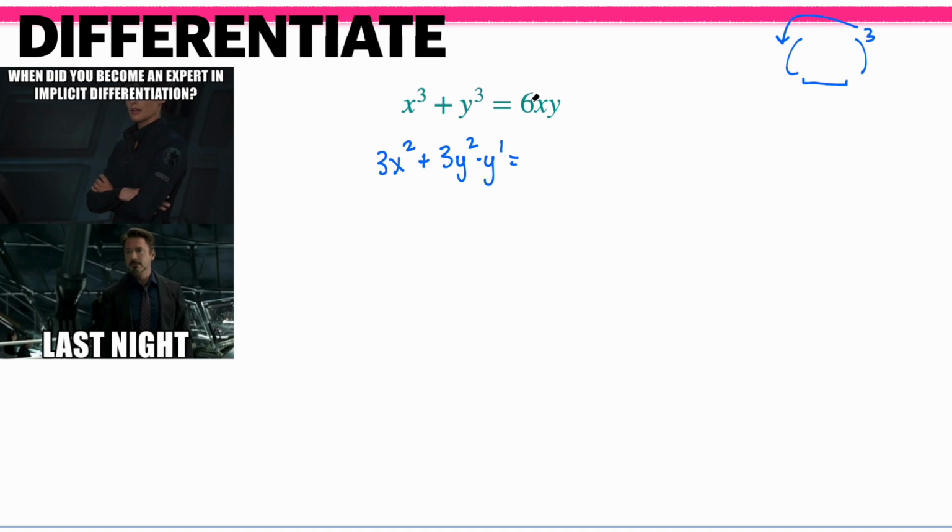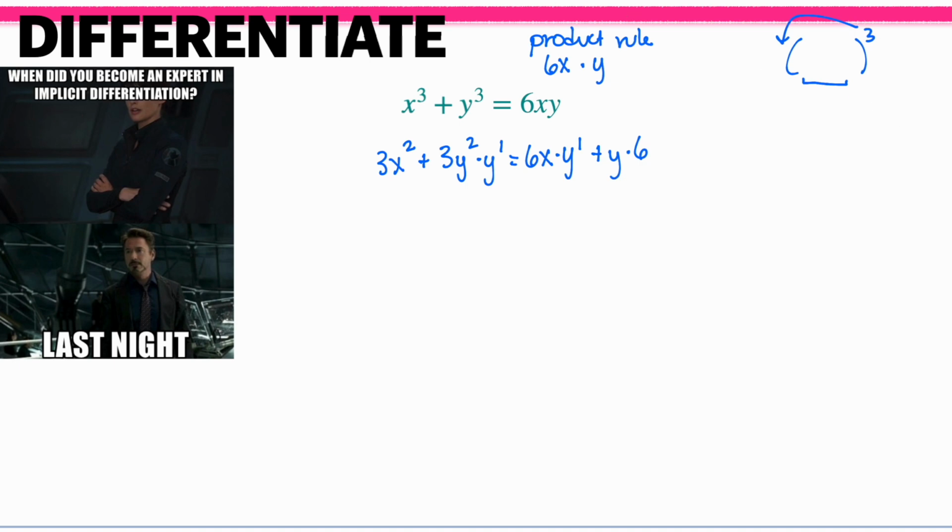And now in this case, on the right-hand side, this is the product rule. So think of it as 6x times y. So I'm going to take the first times the derivative of the second, which we don't know the derivative of y, so we just write derivative of y. Plus the second term times the derivative of the first. The derivative of 6x is just 6. So now we have our equation that has been derived.